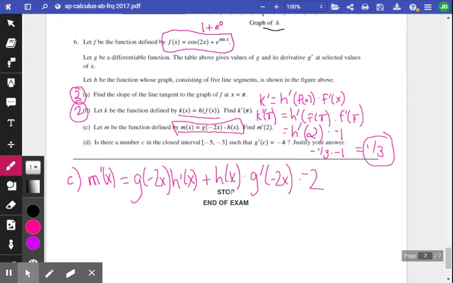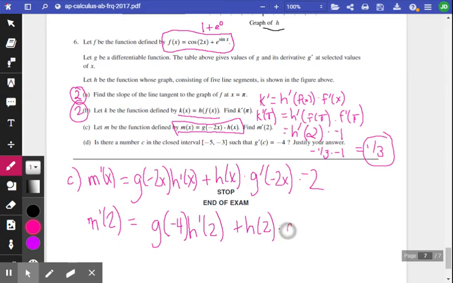Hold on, I'm just looking to see if I messed anything up because I want to make sure I don't get anything wrong. Negative 2. Oops, it's negative 2. It's h of x. Okay, good. And now we got to plug in 2. So m prime of 2 is going to be g of negative 4, h prime of 2, plus h of 2 times g prime of negative 4, times negative 2.